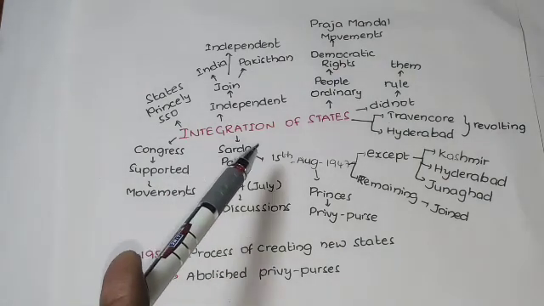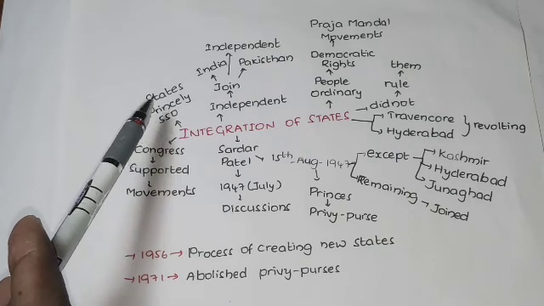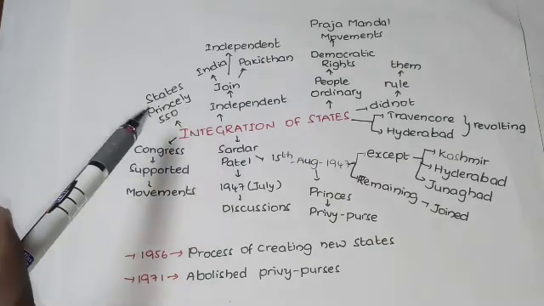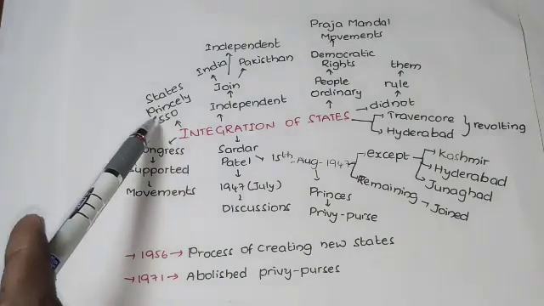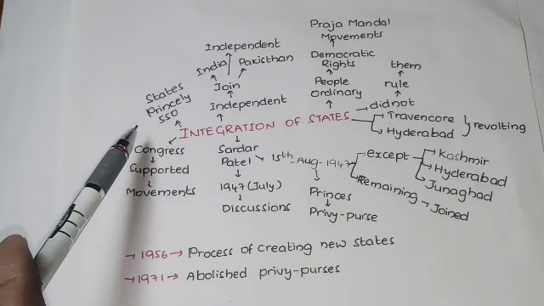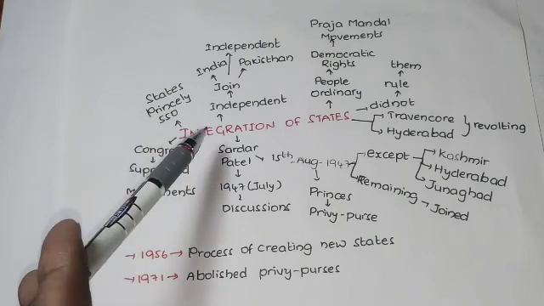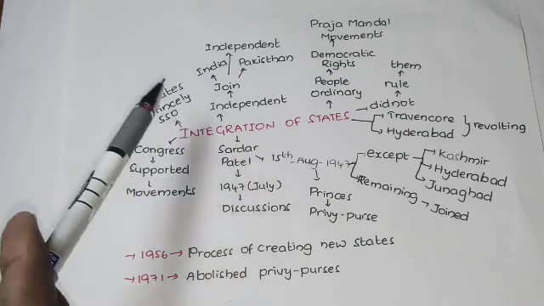Integration of states. There were around 550 princely states in India. Before getting independence, before 1947, there were 550 princely states. Princely states means those which were ruled by a prince. These states enjoyed different levels of sovereignty, but all were under British power.